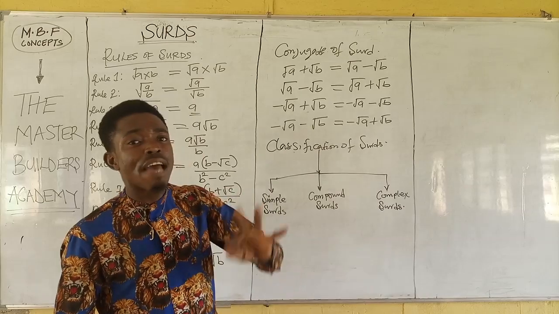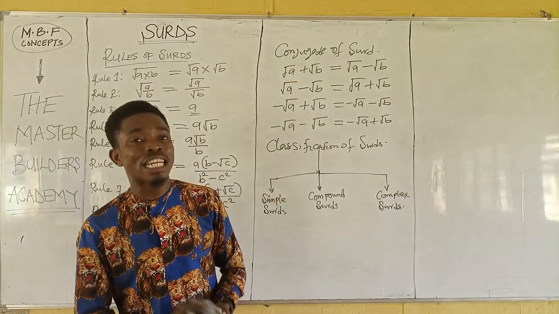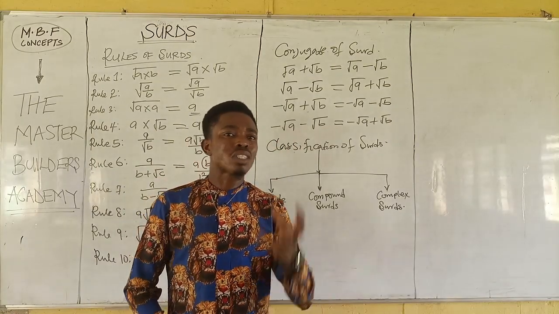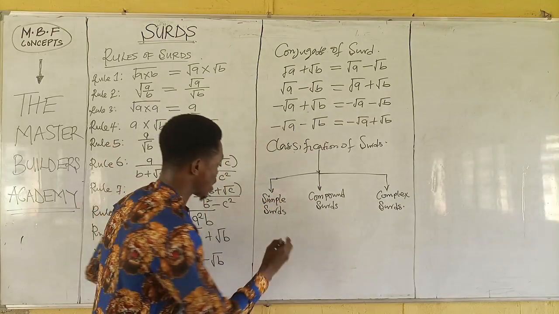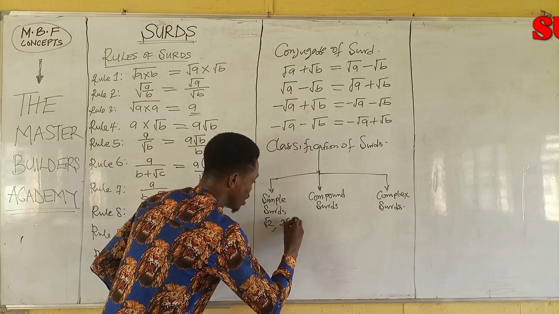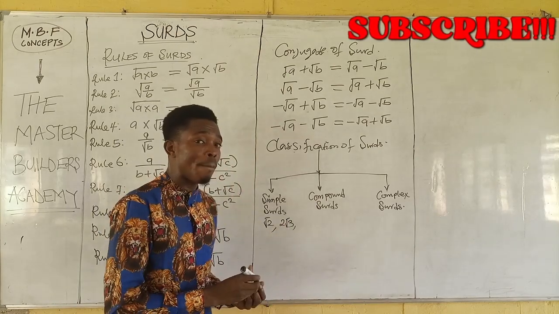Now, generally, every surd, every mathematical problem you are given under surds is expected to be at least in its lowest form, right? So that lowest form of surd is what we call the simple surd. For instance, root 2 is a simple surd, or 2 root 3, these are all simple surds, all right? Now we have what we call the compound surd.